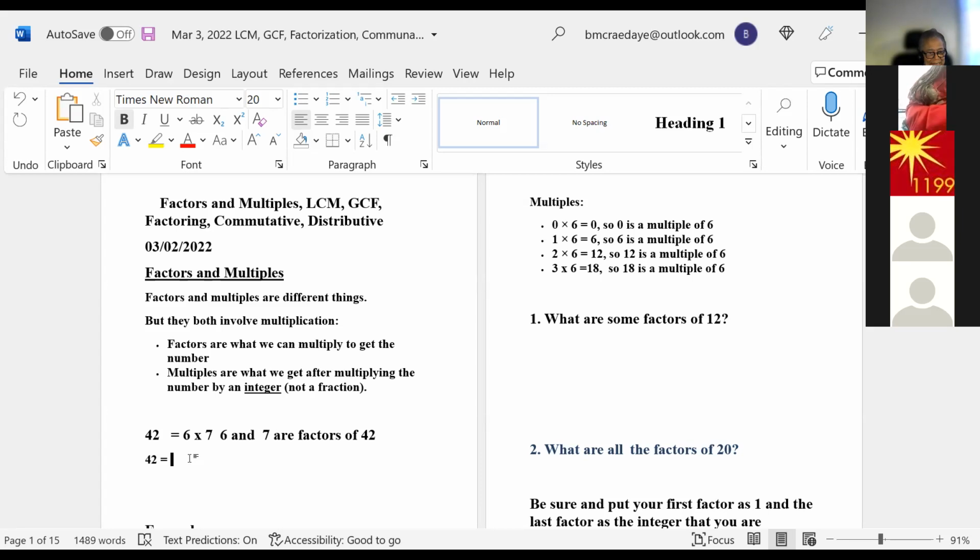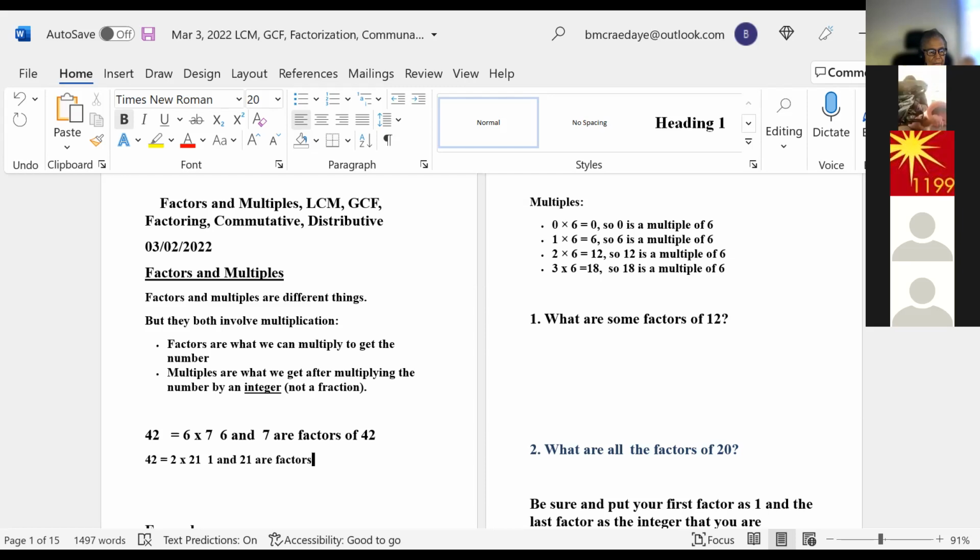Two numbers you can multiply and get 42. Maureen gave me 6 and 7. Give me two more. We'll take half of 42. What do you get? 21. So what are the two numbers then? 21 and 2. That's it. 2 times 21 is equal to 42. So 2 and 21 are factors. Oh, got it.